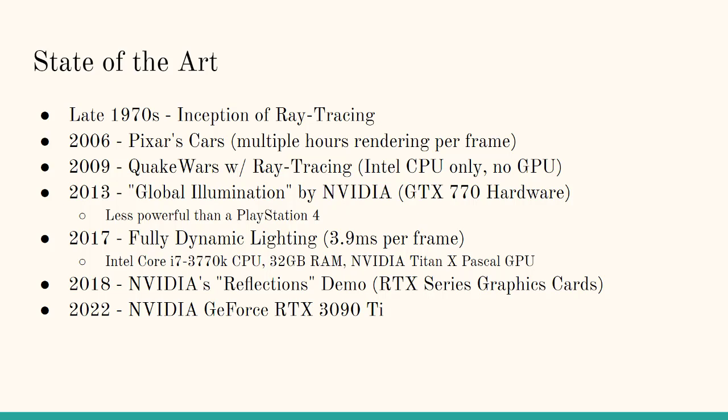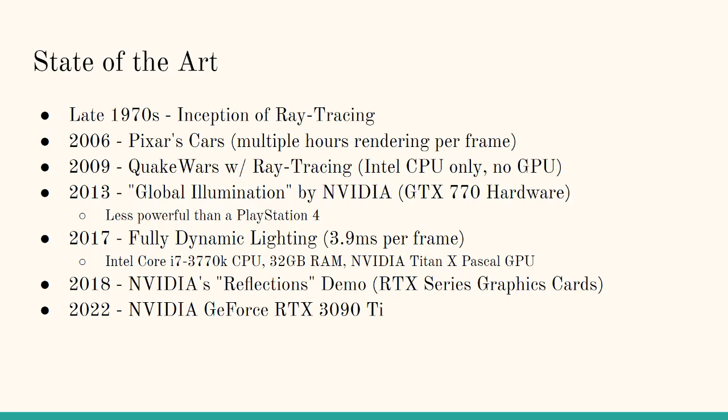In 2009, there was a Quake Wars demo with ray tracing technology by Intel, and this was in the days where we didn't even have dedicated graphics processing units. We only had the Intel CPU. It was real time, but it was very low poly and very low resolution, so not very high quality graphics, but it still was a proof of concept that ray tracing was possible in popular media like video games.